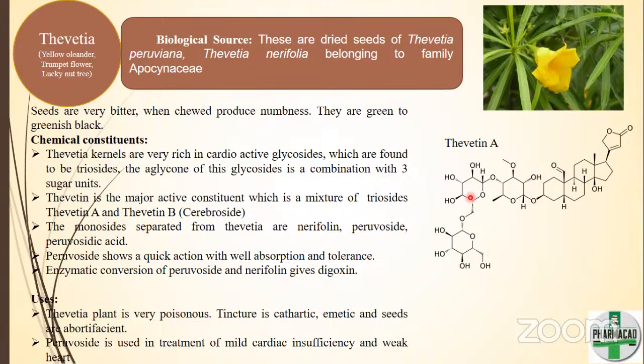So this is the structure of thevetin A, which is one of the major cardioactive glycosides. And it is used as cathartic, emetic, and seeds are abortifacient. Peruvoside is used in treatment of mild cardiac insufficiency and weak heart. So here we come to the end of cardiac glycosides. Next, let us start with saponin glycosides.